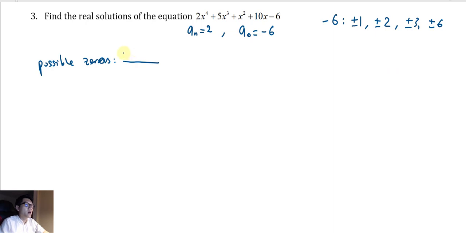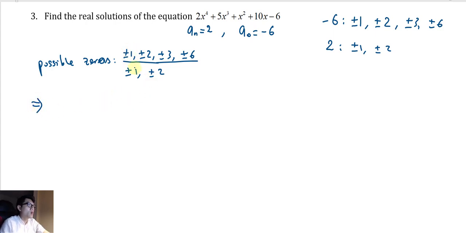So that is the list on the top: plus or minus 1, plus or minus 2, plus or minus 3, plus or minus 6. Now at the bottom, we take the factors of 2. We can have plus or minus 1 or plus or minus 2. These are the only two factors for a_n. So plus or minus 1, plus or minus 2.